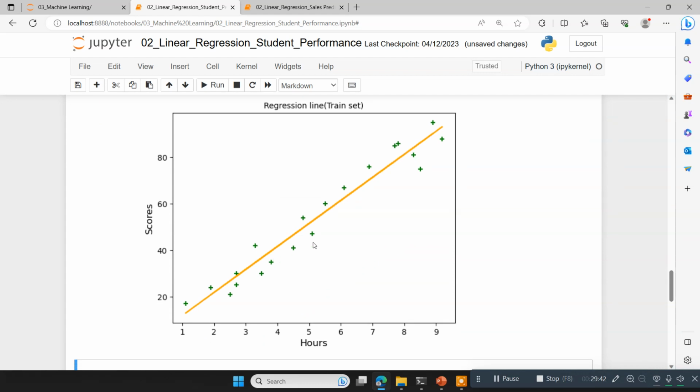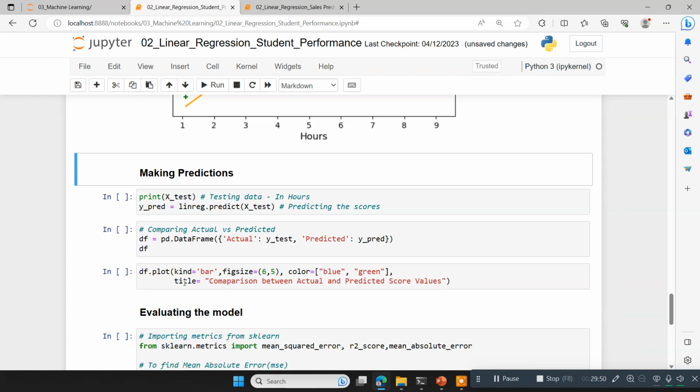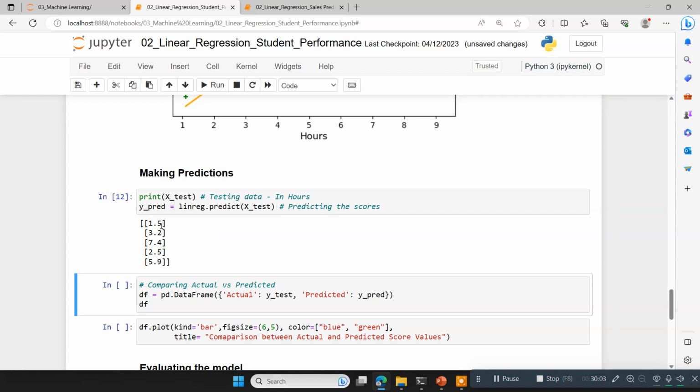So you can see these are the points. There are fewer values fitted on the regression line. Then making the prediction. So displaying the X test, we have 20% of our values, and then using our model, the model name dot predict, making the prediction for X test. These are the predicted values: 1.5, 3.2, 7.4, like this. So this is the prediction for X test.